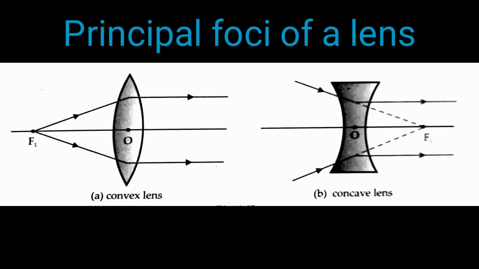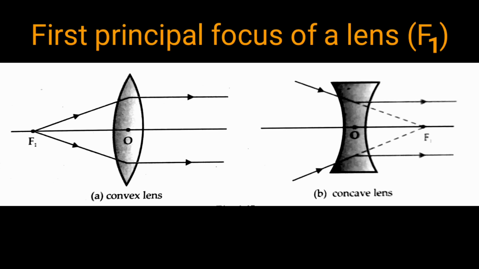Principal foci of a lens. There are two principal foci on either side of a lens, which are known as principal foci of the lens. First principal focus of a lens is represented by F1. It is a point on the principal axis of a lens from which light rays coming or appearing to come become parallel after refracting from the lens. It is represented by F1. First principal focus of convex and concave lenses are shown in the figure.